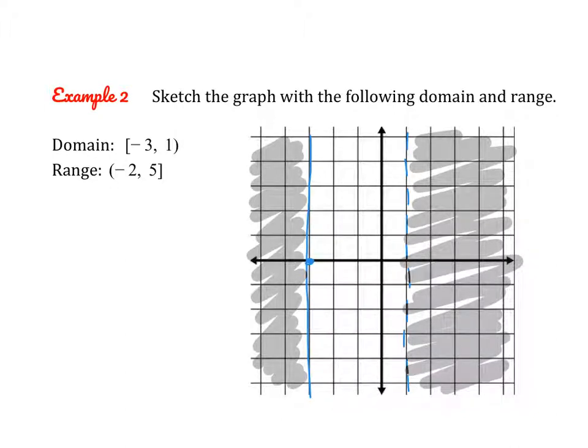Okay, so the lower bound of my range is -2, and that is right here, but it's not included, so I do a dotted line. And then the upper bound is 5, and it is included because of the bracket, so I do a solid line. So I'm going to shade out the parts that we're not going to use, so it's everything below here and everything above here. Okay, so now I'm going to look for corners that match.